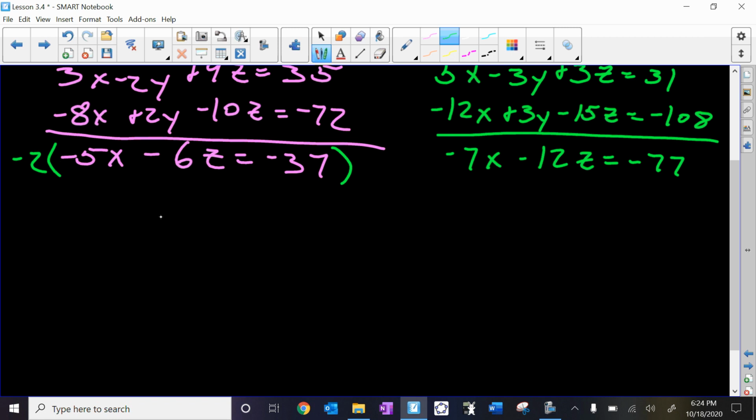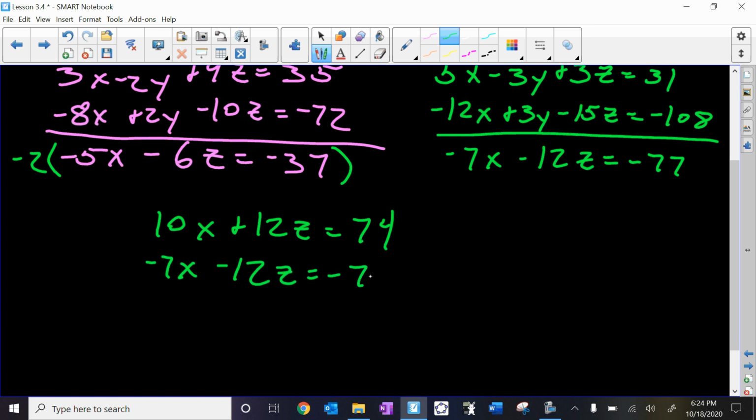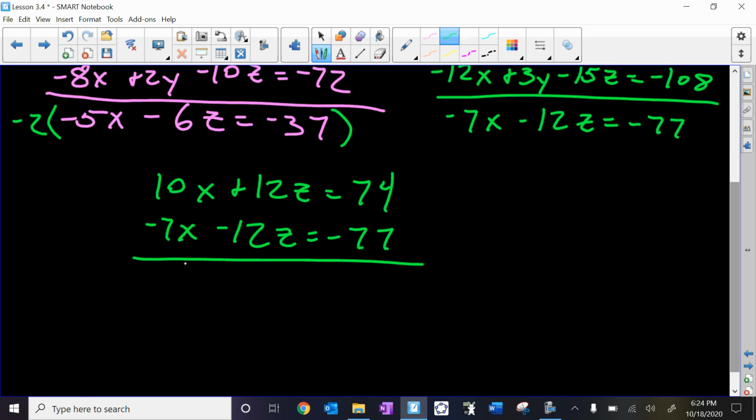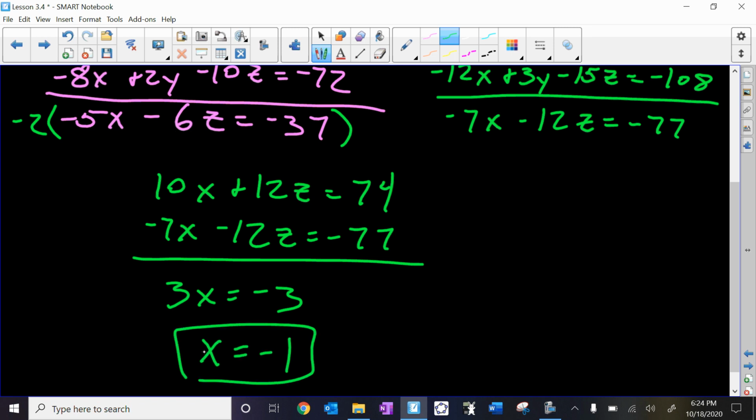When I multiply it by a negative 2, I'm going to get 10x plus 12z equal to a negative 37 times a negative 2 will get us 74. And we're going to add that on to the negative 7x minus 12z equal to negative 77. Add them will get us 3x equal to negative 3, so x equals negative 1. We have found one of our variables.